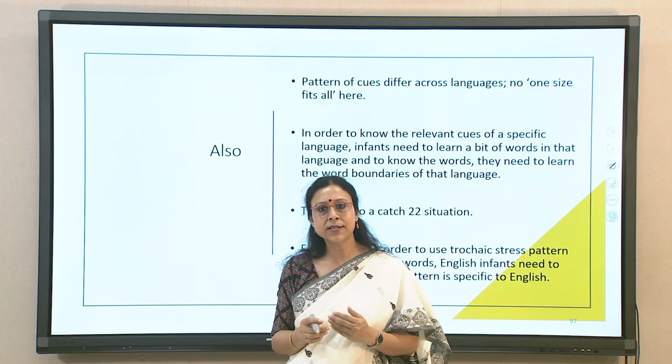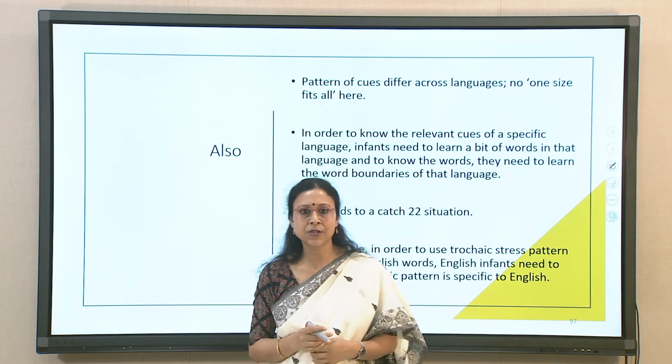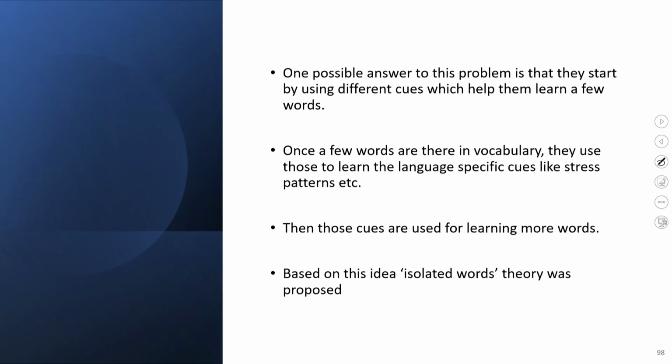And to know the words, they need to learn word segmentation, word boundaries. So, this is a catch-22 situation. For example, in order to use the trochaic stress pattern to segment English words, English infants need to know that trochaic is specific to this language. That is what can be understood as an example.